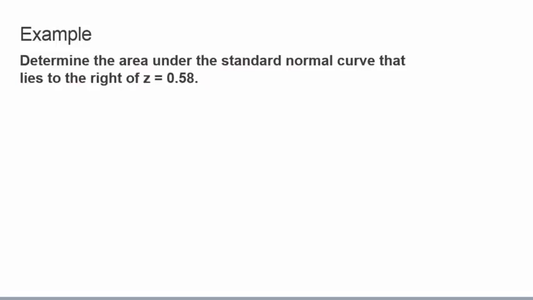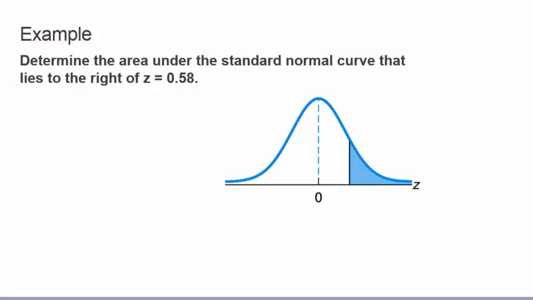Example: determine the area under the standard normal curve that lies to the right of z equals 0.58. First, we want to draw a picture. Our z-score is to the right of 0 since it is positive. Because we want to find the area that lies to the right, the area to the right of that line is shaded. When we go to our table, we'll find the area to the left of that line.